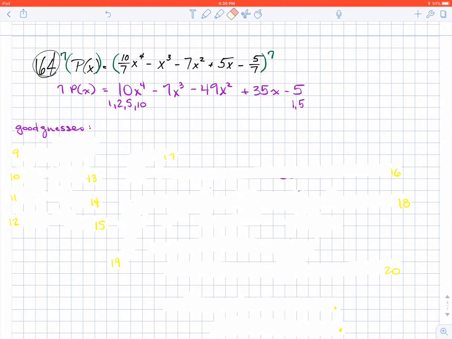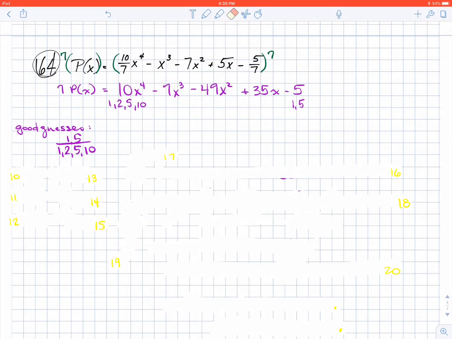So you remember from our how-to list and from class that in order to find these good guesses, I need to take the factors of the constant and divide by the factors of the leading coefficient. This is not a good way to write it, but it does get us a good start. So we have to divvy up everything. The first thing I'm going to do is take my 1 and pass it down to the 1, and then 1 over 2, and then 1 over 5, and then 1 over 10.